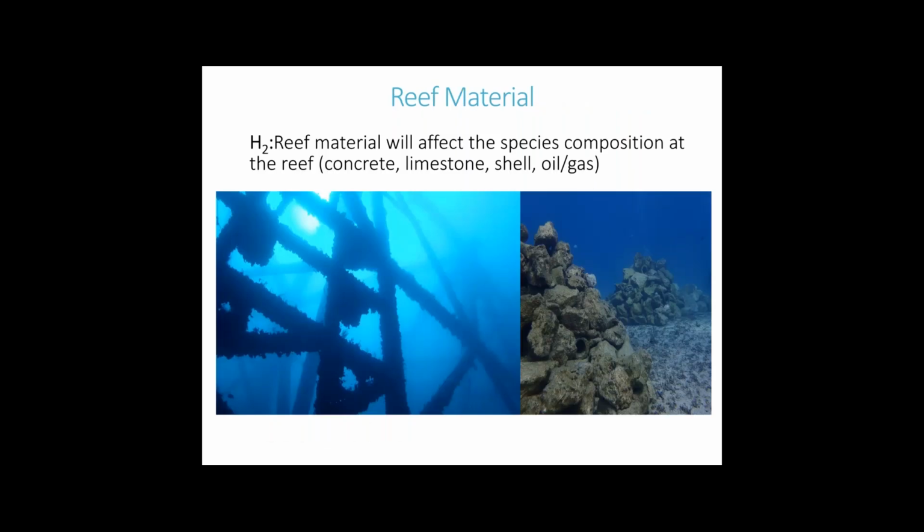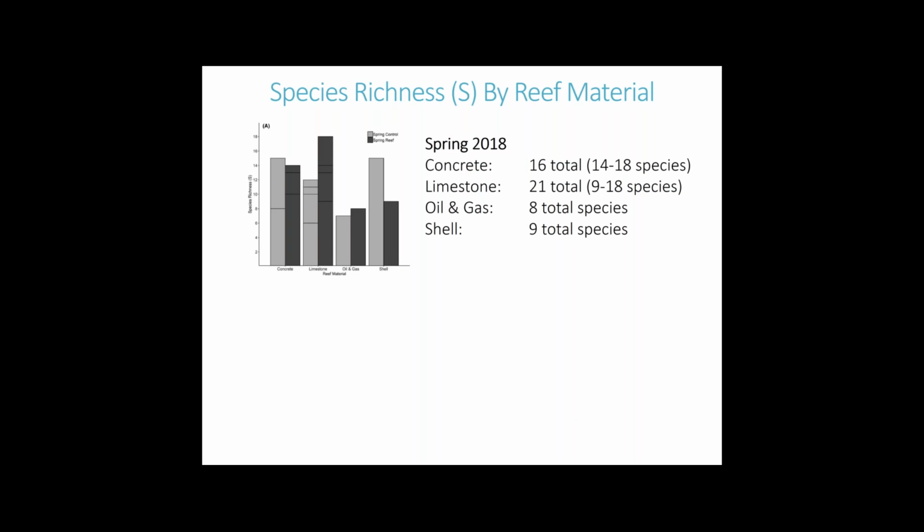The second question, again, focuses on reef material. Do the different reef materials have different fish assemblages, with more or fewer species at each of these different types of materials? So if we compare the 4 reef types among our samples, limestone had the most total species, and this is what we predicted, with 21 total species. Much lower for the oil and gas habitat and the shell reef, 8 and 9 species total.